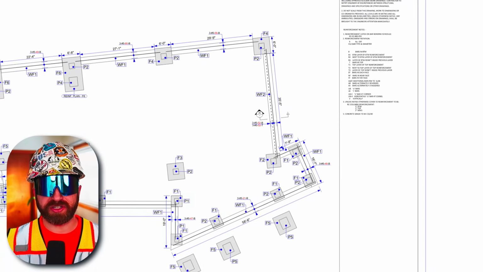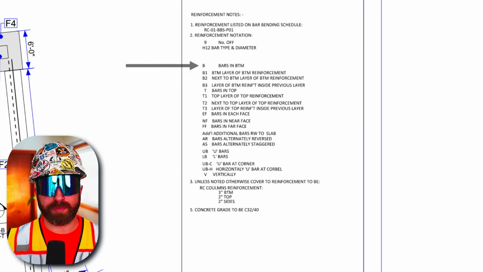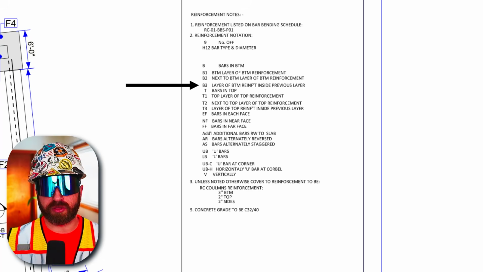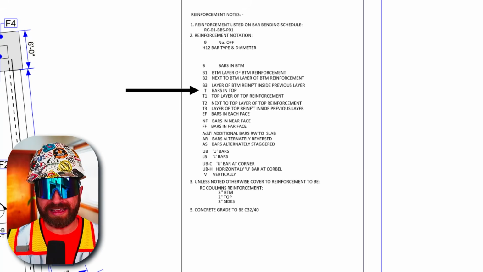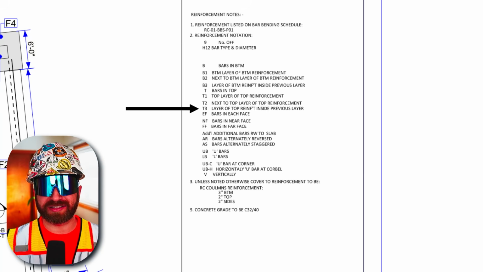So jumping back to our first page, I'm going to zoom in on our reinforcement notes. So starting at the top, B stands for bars in the bottom, meaning the bars are placed in the bottom portion of the pour. Then B1 is our bottom or our lowest layer of reinforcement. B2 and B3 are our next 2 lowest layers of reinforcement. Then T stands for bars in the top or the top portion of our pour. T1 is our uppermost layer of reinforcement. T2 and T3 would then be the next highest layers of reinforcement below T1.